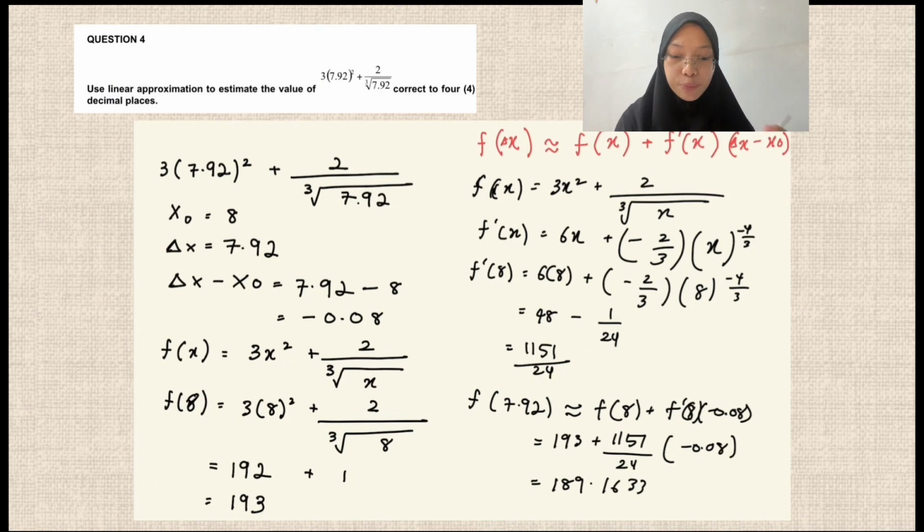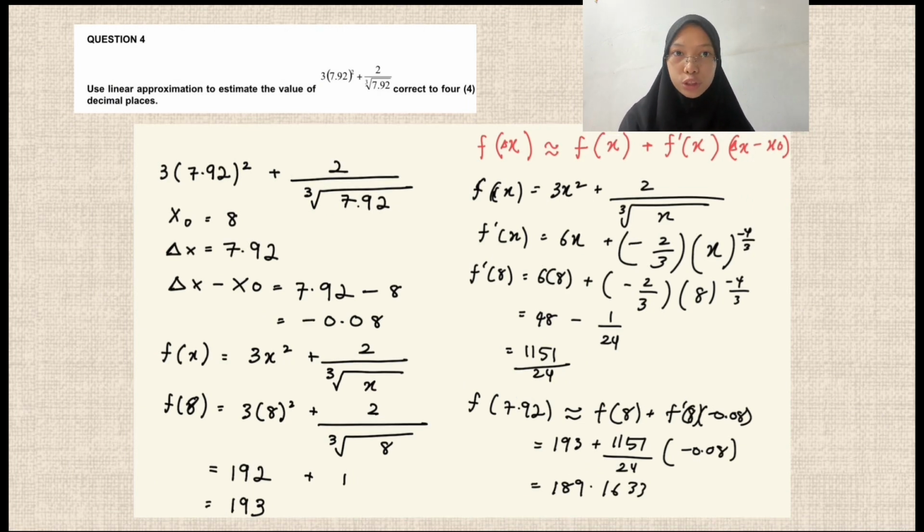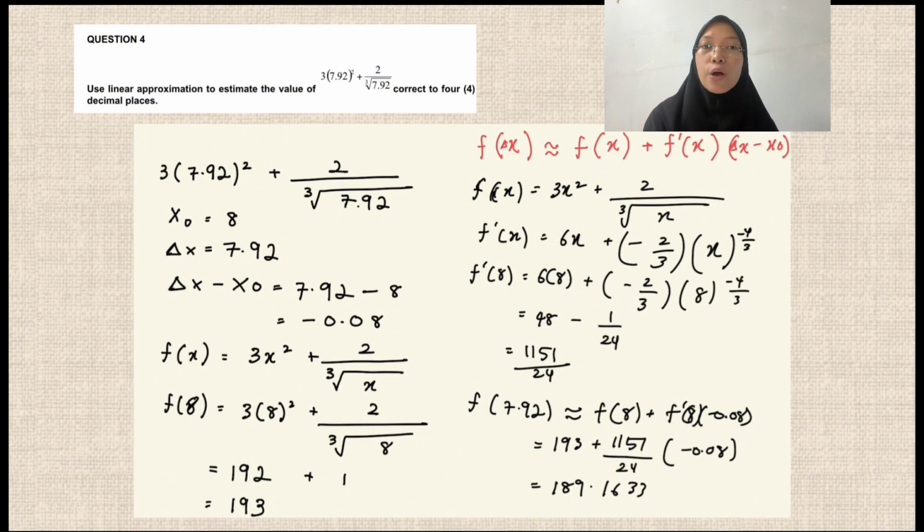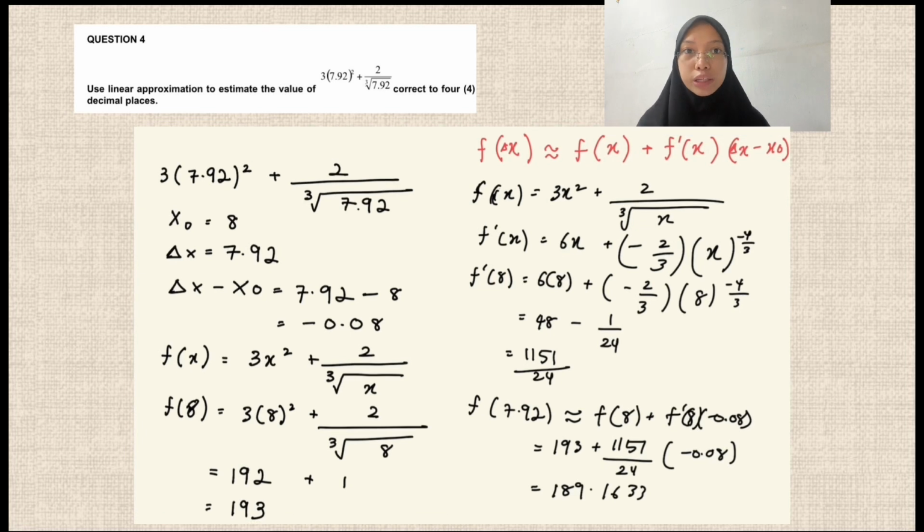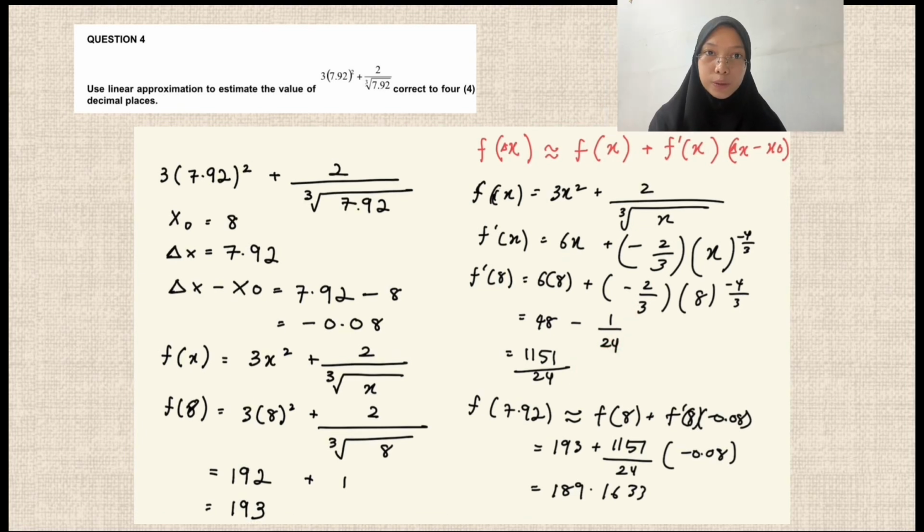Now we will find f prime, which means we differentiate our original equation. So the first derivative of our original equation is 6x plus negative 2 over 3 multiplied by x to the power of negative 4 over 3. So we substitute the x with 8 once again. Now 6 multiplied by 8 is 48, and plus negative 2 over 3 multiplied by 8 to the power of negative 4 over 3, which is negative 1 over 24. So now we will get our answer 1151 over 24.